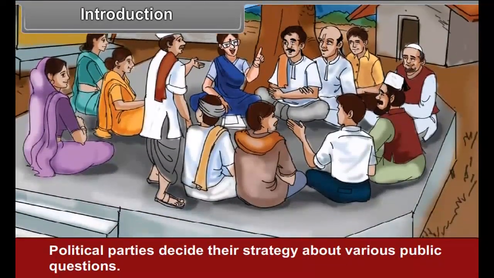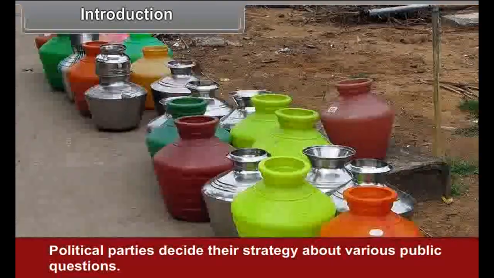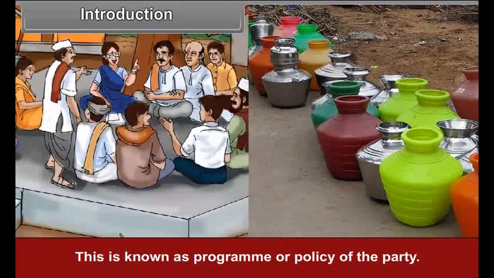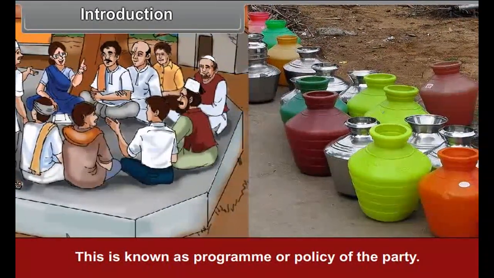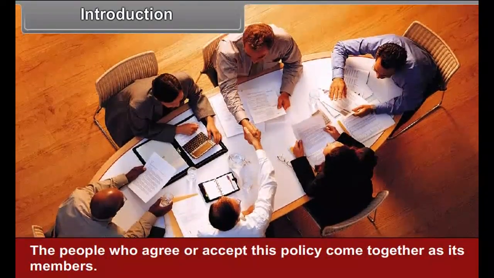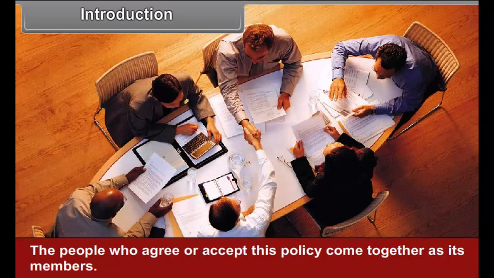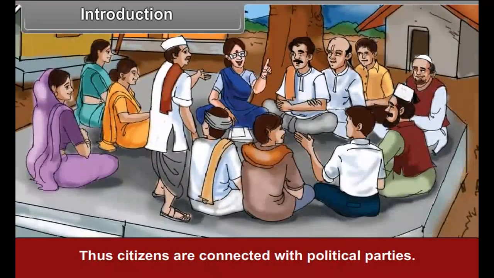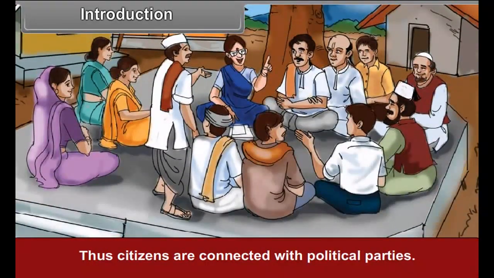Political parties decide their strategy about various public questions. This is known as program or policy of the party. The people who agree or accept this policy come together as its members. Thus, citizens are connected with political parties.